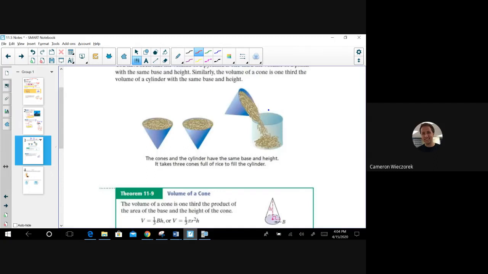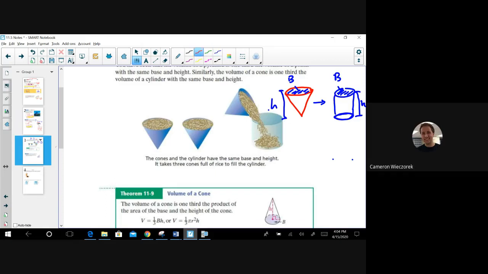If I was to have a cone, here's my cone, with a base area of B. Well, a pyramid behaved very much like a prism. We've seen that a cone behaves very much like a cylinder. So let's just say that I draw a cylinder that has the exact same base area and the same height as that cone. So top to bottom is H for this one, top to bottom H for this one. And let's say this one also has a base area of B.